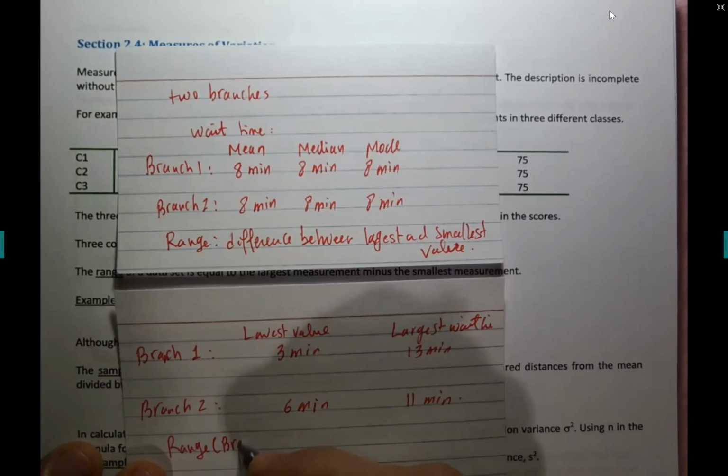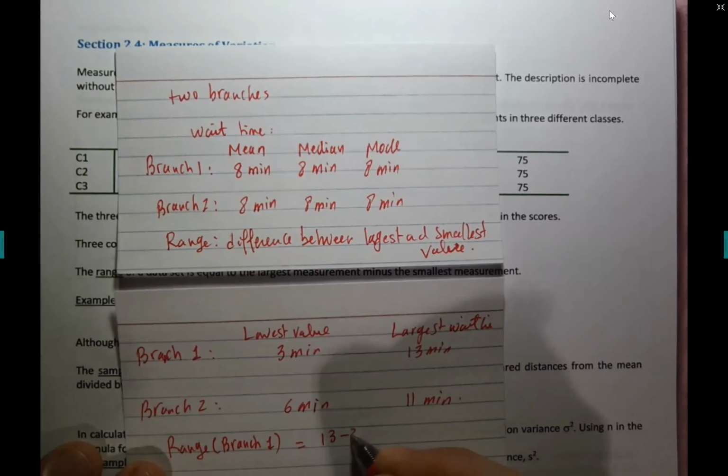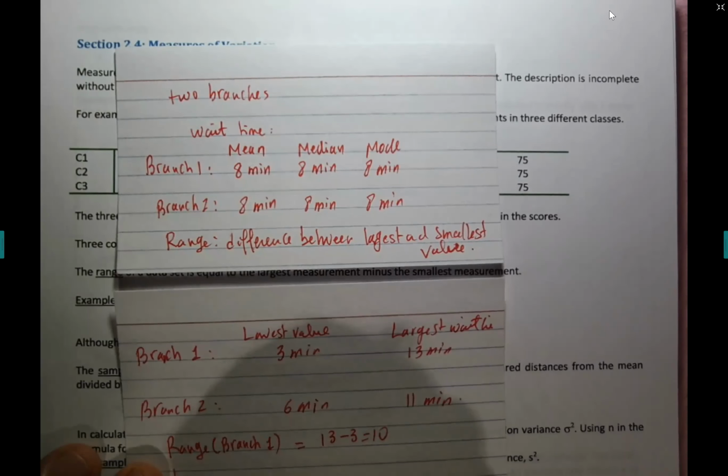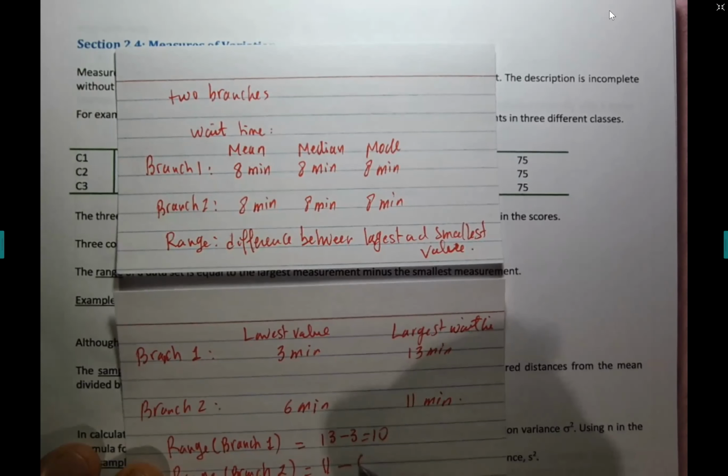Is it 10? Yeah. 13 minus 3, which is 10. Range from branch 2, which is 11 minus 6.